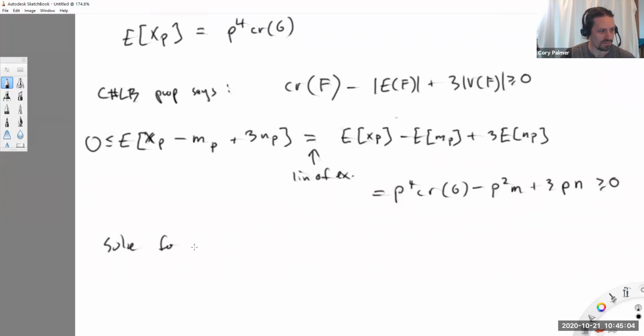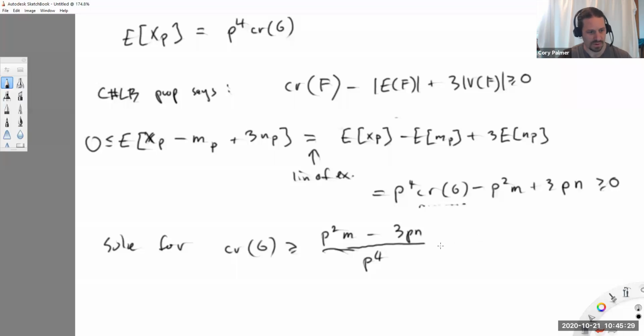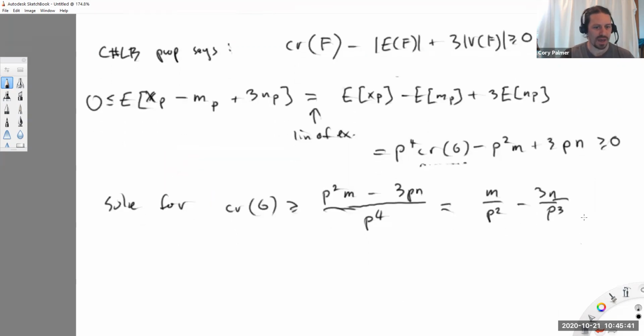Now we solve for the crossing number of G and get the following lower bound, right? The crossing number of G appears in this statement here. So we can solve for cr(G), move these over to the right-hand side, and divide both sides by p to the 4th. We get p squared m minus 3pn over p to the 4th. It's not really important, but this can be simplified to m over p squared minus 3n over p cubed, right? And now notice what we have here. We have a lower bound on the crossing number of G that has nothing to do with anything we argued before anymore. This is how we arrived at it, but I wrote down a statement for you: the crossing number of G is greater than or equal to this quantity here. And this holds for any p between 0 and 1. p can be any probability.